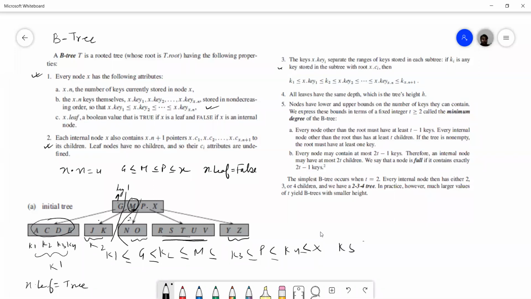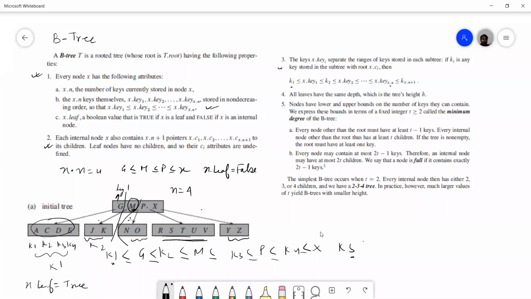Is it clear? So K1, see, 1 to n plus 1. So n is equal to 4 here, 4 keys, n plus 1 is 5. So 1 to 5, and this is still 4. So all the 4 keys are ordered in such a way that all keys of the left subtree are less than the key, and all the keys of its right subtree are greater than the key. Is this concept clear?